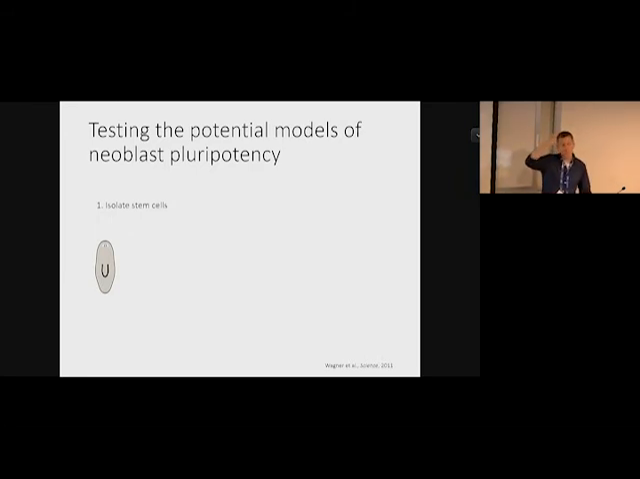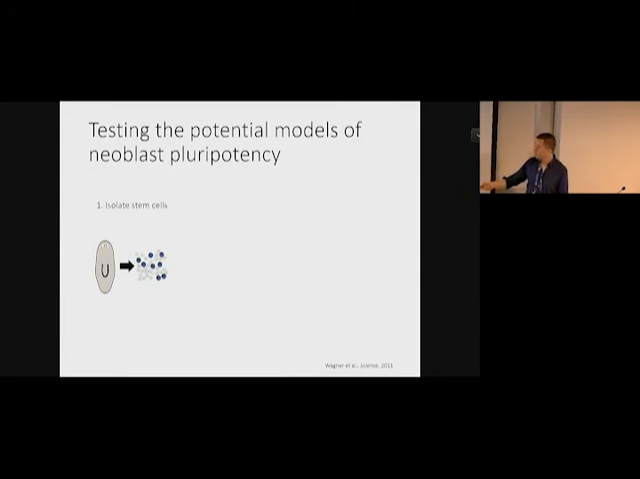Okay, so there are maybe multiple ways to approach this question, but the paper that gave a conclusive answer to the question of whether neoblasts can be individually pluripotent came out in 2011 from the Reddien lab, and the experimental scheme is simple enough. Technically, this is really heroic work where animals were taken and stem cells were isolated out of them.